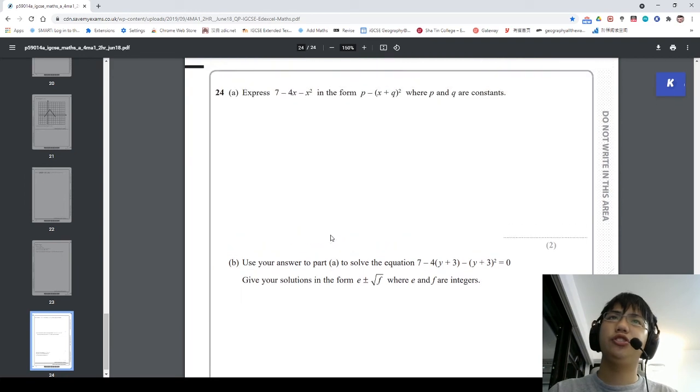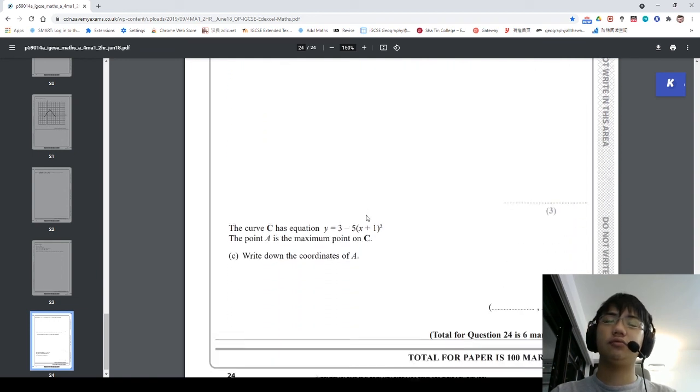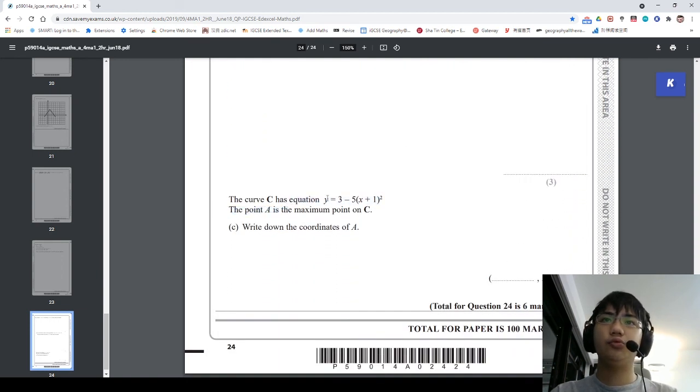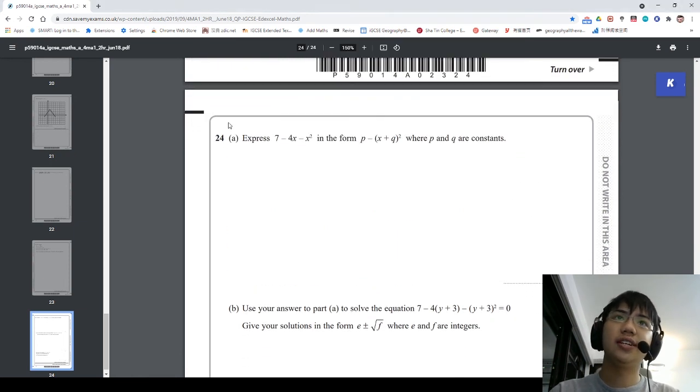Moving on to the last question on the paper, question 24 is 3 parts. So 24a, express 7 minus 4x minus x squared in the form of p minus x plus q squared, where p and q are constants. Use your answer to part A to solve 7 minus 4y plus 3 minus y plus 3 squared equals 0. Give your answer in the form of e plus or minus f, where e and f are integers. The curve C has equation y equals 3 minus 5x plus 1 squared. The point A is the maximum point on C. Write down the coordinates of A. So let's just copy this question down.